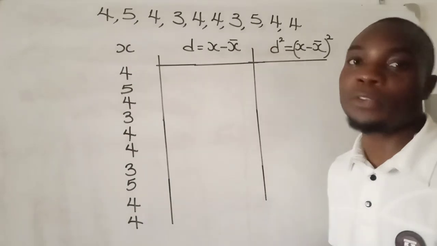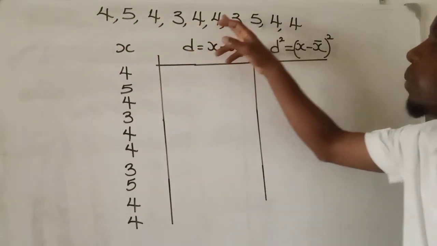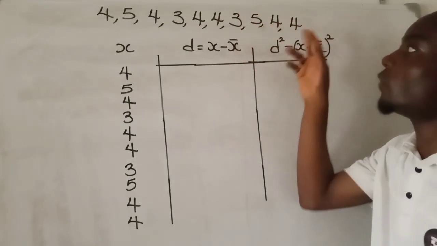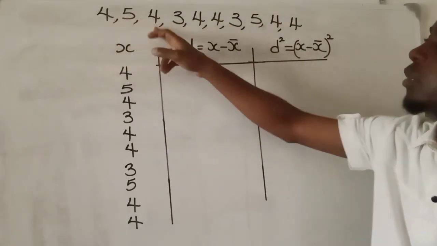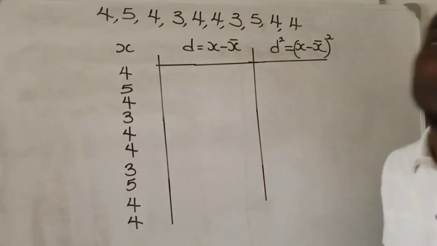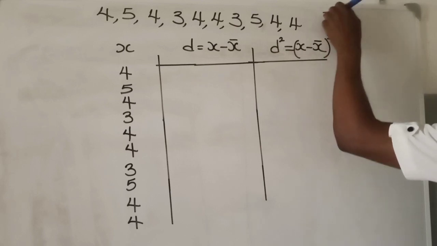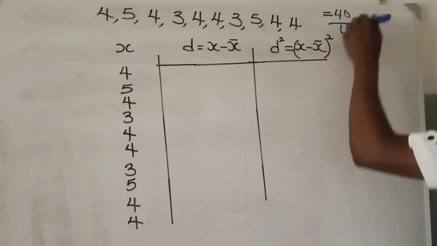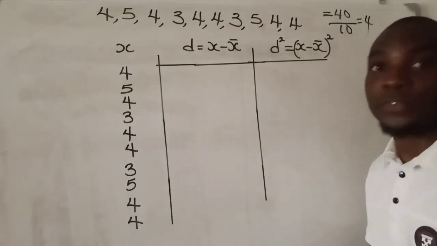All right. So to find the mean of these numbers, we'll add 4 plus 5 plus 4 plus 3 plus 4 plus 4 plus 3 plus 5 plus 4 plus 4. All right, then we'll divide by the number of counts. The number of counts here is 10. We have 1, 2, 3, 4, 5, 6, 7, 8, 9, 10. So when you add all these numbers together, we'll have 40. So we divide it by 10. So 40 divided by 10 is 4. So therefore, our mean is 4.